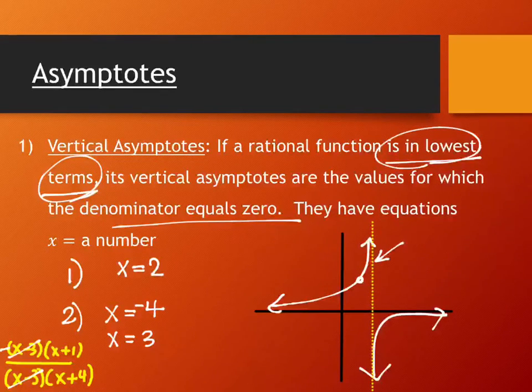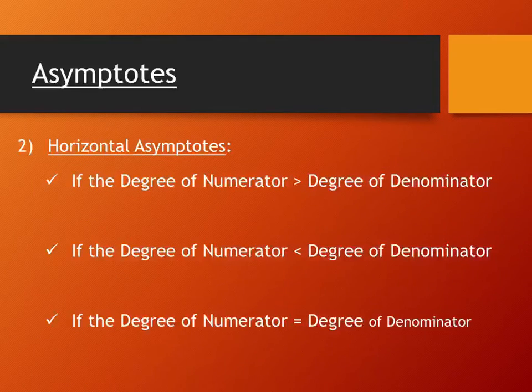Now, x equals are our vertical asymptotes. Horizontal asymptotes are a little bit more involved. They're not necessarily any harder. They just have different cases that come about. Vertical asymptotes, we reduce the fractions, and then we look at the denominator, set it equal to 0 and solve. It's always the same process every time.